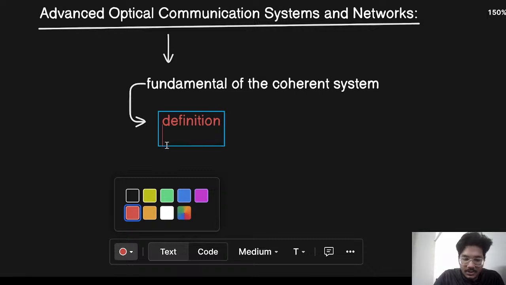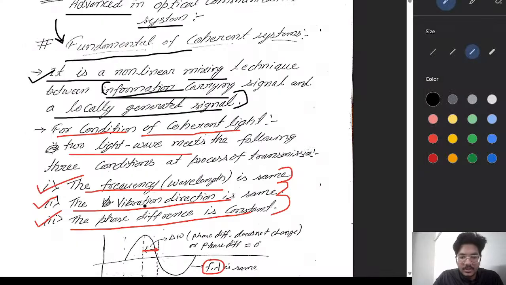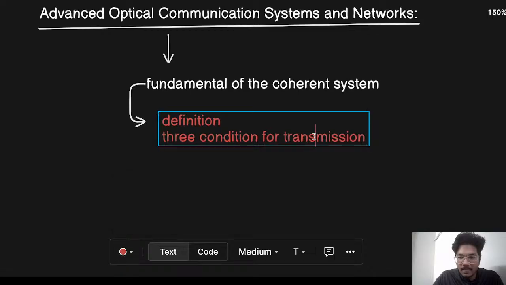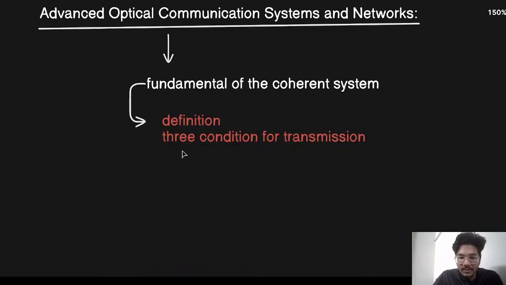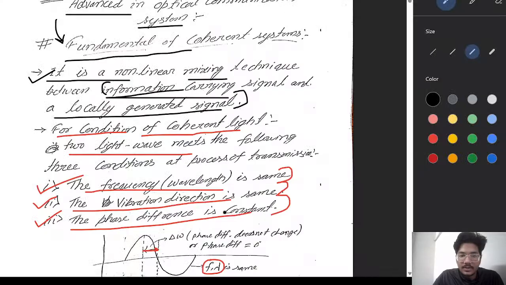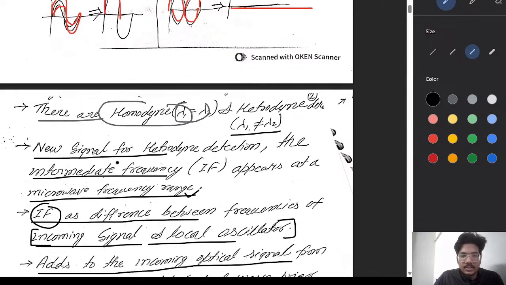The definition and the three conditions for transmission. The three conditions for transmission are frequency, vibration, and phase.